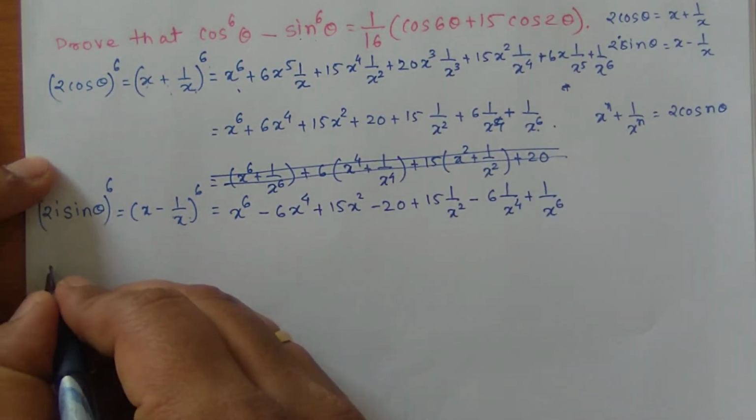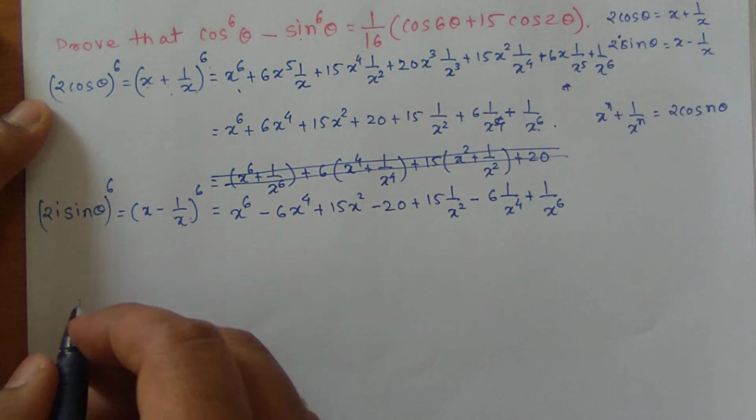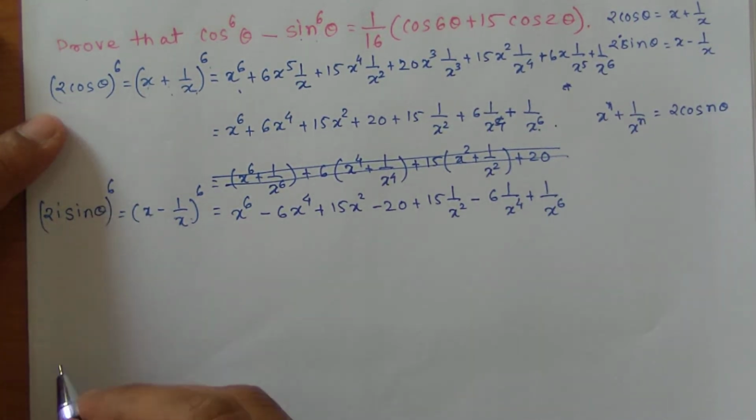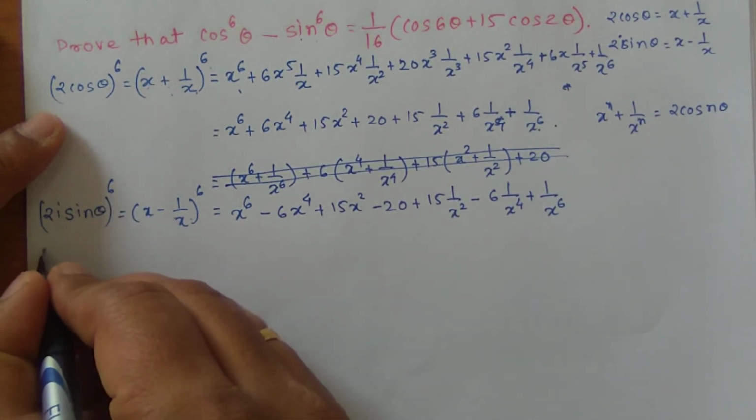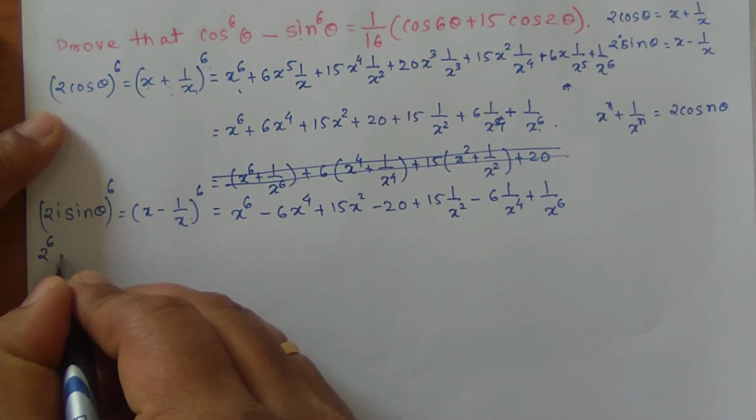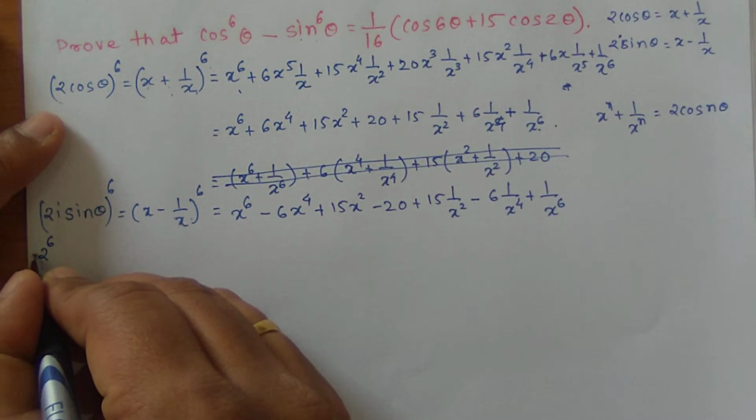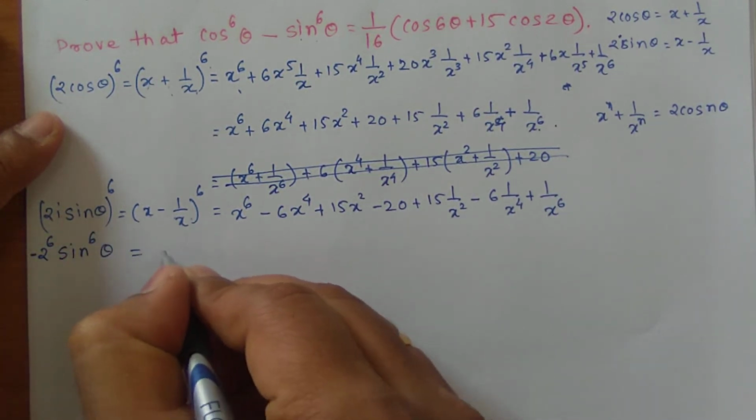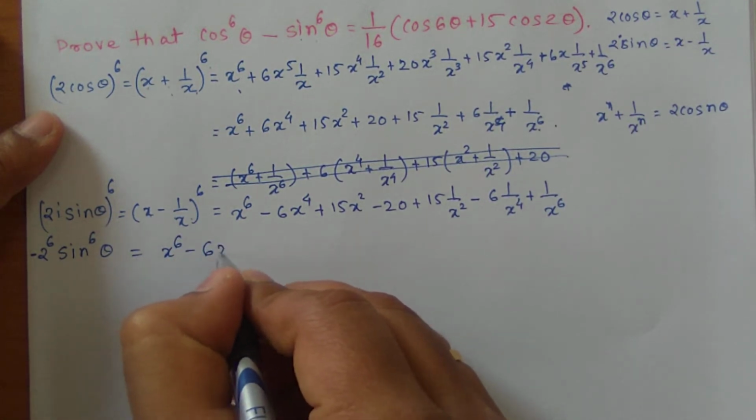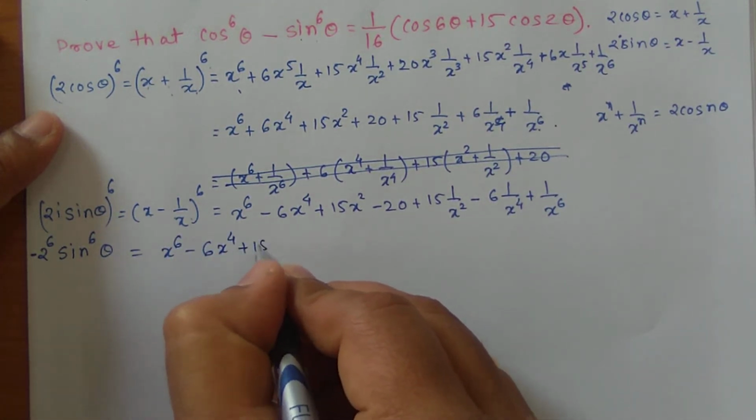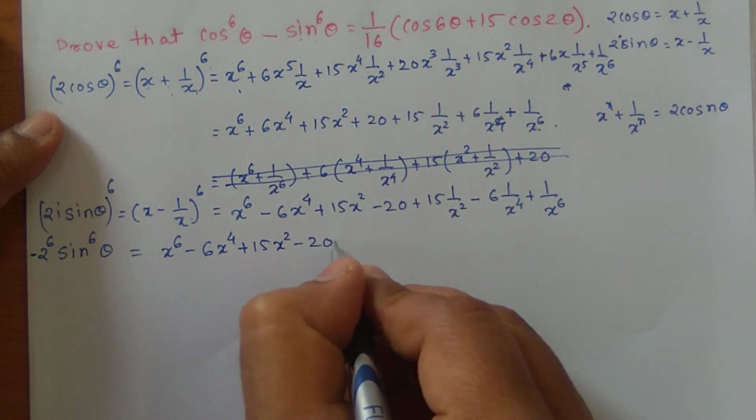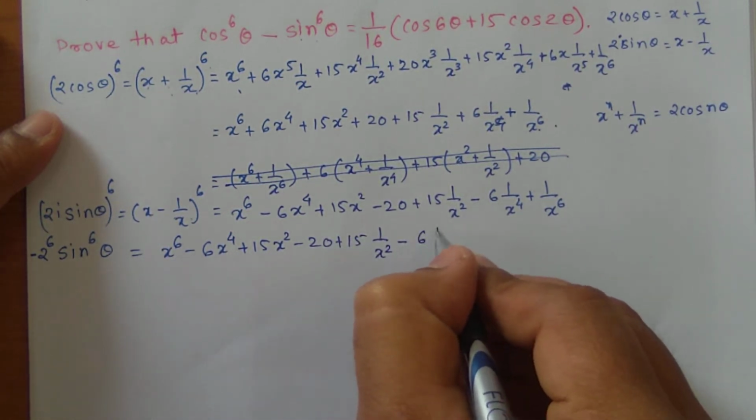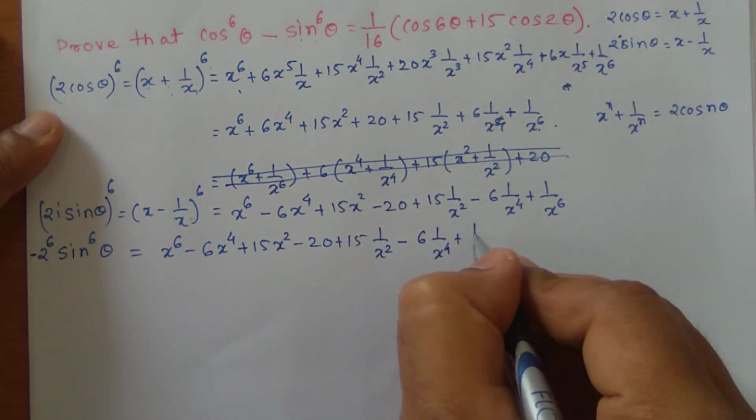Okay, I hope this is clear. Now what is 2i sin theta raised to 6? The 2i sin theta raised to 6 is 2 raised to 6, i raised to 6 is minus 1, so minus sin raised to 6 theta is equal to this: x raised to 6 minus 6 x raised to 4 plus 15x square minus 20 plus 15 into 1 upon x square minus 6 into 1 upon x raised to 4 plus 1 upon x raised to 6.